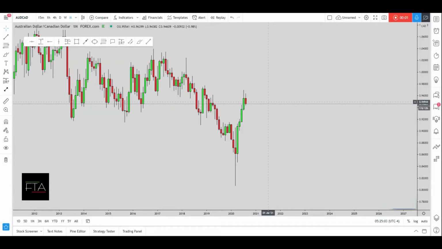Okay, so what kind of situation do we currently have on AUD CAD? Let's make a full breakdown. Now, starting from the monthly time frame, it is pretty clear that the market has created a bearish pattern. In fact, the market has created this impulse, correction, lower low, and higher high.